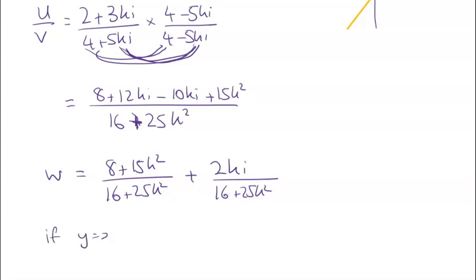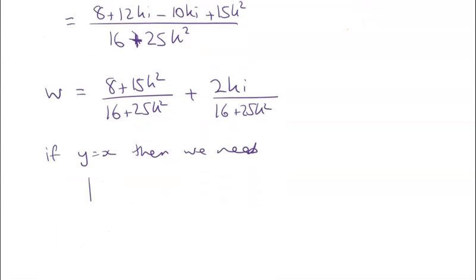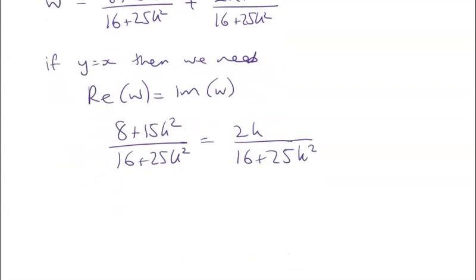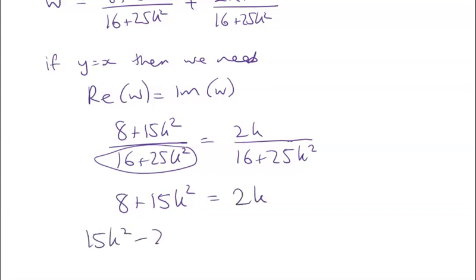So if y equals x, then we need to have the real part of w equal to the imaginary part of w, which means that we're solving this, and our goal is to show that there are no solutions. So if we write out those two parts, the real part and the imaginary part, then as we often find in complex numbers problems, we don't care about the denominator. So we can just multiply through both sides by this. That leaves me solving this. So that's a quadratic. 15k squared minus 2k plus 8 is equal to 0.